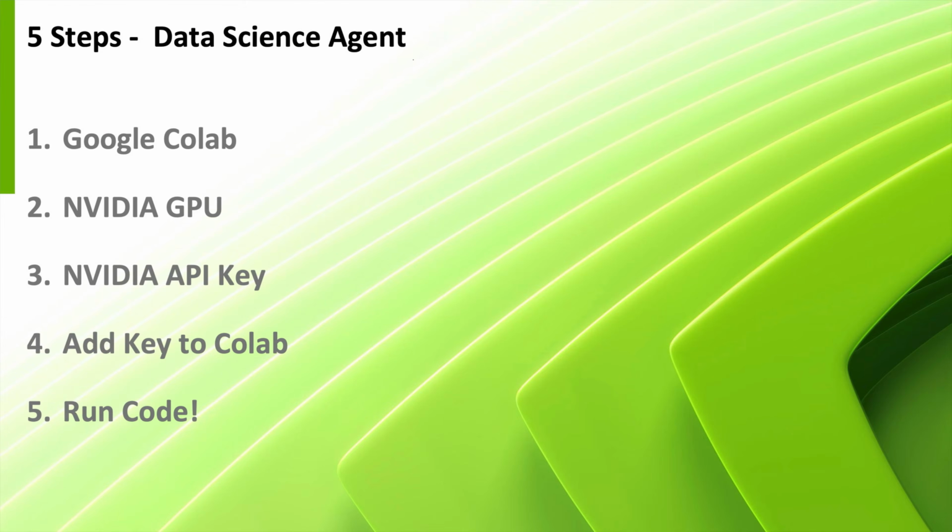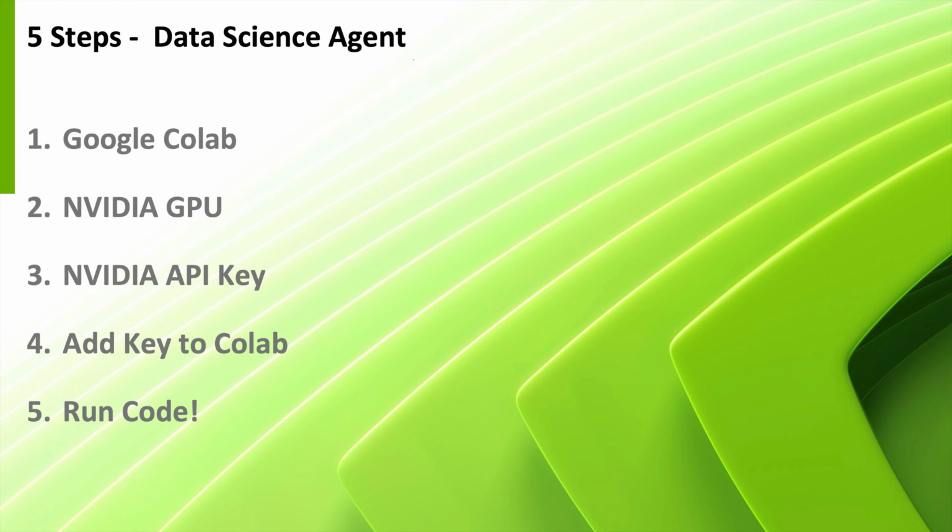Let's get started. There's 5 steps to running our data science agent. First, we have to go get a Google Colab notebook. Then in that notebook, we're going to add a GPU, in our case, an NVIDIA T4 GPU. Then we have to go to build.nvidia.com and get a free API key so that we can interact with our LLM. And then step 4, we put that key in the Colab notebook. And then finally, step 5, we run our data science agent code.